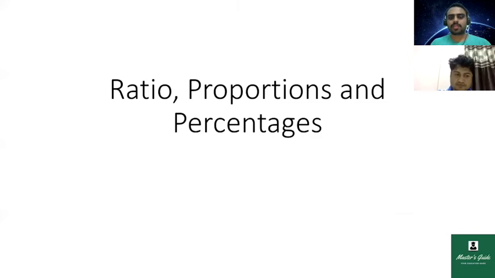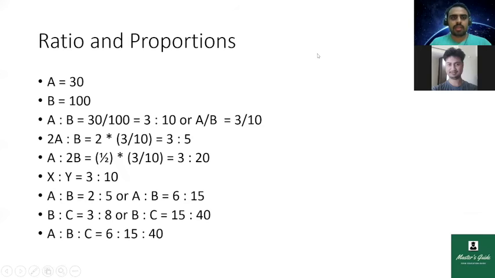Today we'll be discussing ratio, proportions, and percentages. Ratio, I would say, is nothing but when two numbers are given, like say if you have a number A as 30 and B as 100, the ratio would be given as A is to B, or simply it would be given as A by B, with the numbers one below the other, like 30 by 100.